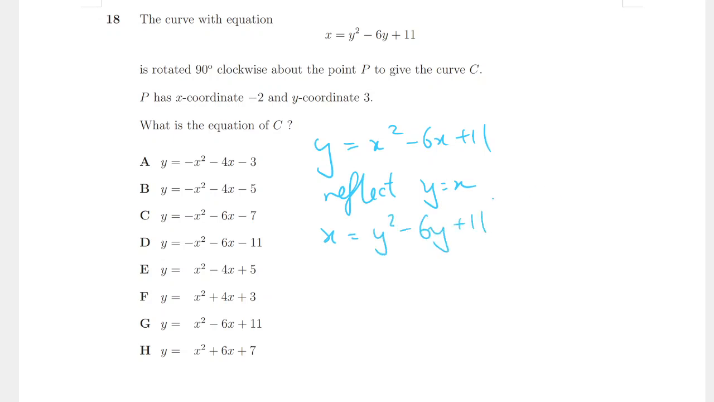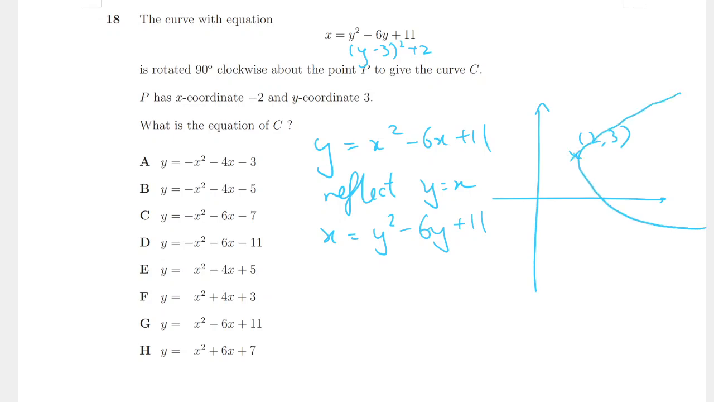Of course, I need to figure out where the turning point is. Completing the square: (y minus 3) squared plus 2. So the turning point is at... well, y is 3, so it's 2, 3, really, which is somewhere here. And again, the opening is to the right. So something like this.